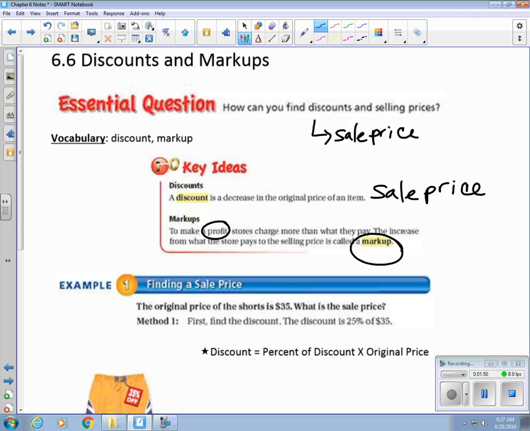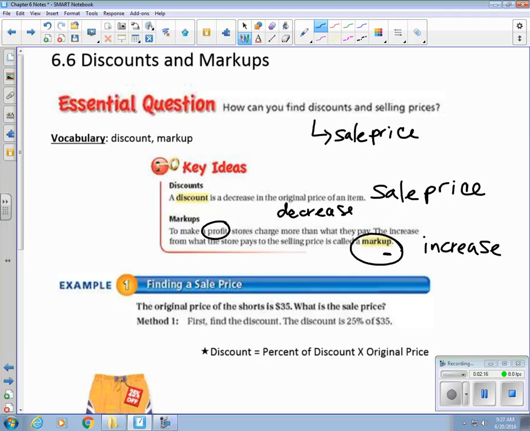All right. So within the word, you see the little word there, up. So up means it's a price increase. The price goes up, okay? So this is an increase. All right, it's a price increase. So a discount is a price decrease. We'll write that here. And a markup is a price increase.